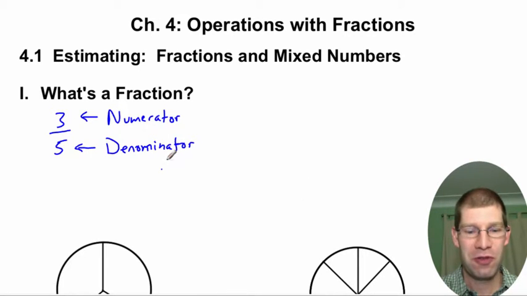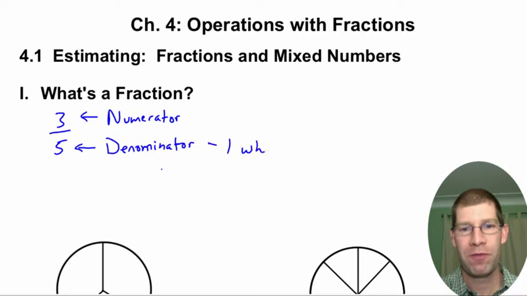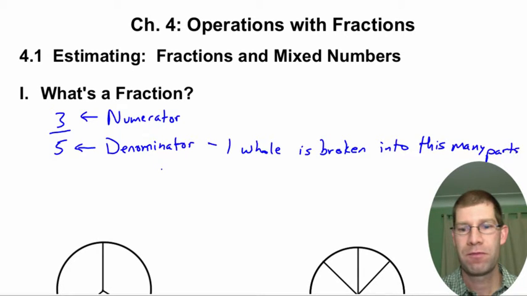As far as what those two things mean, the denominator, that's basically going to be how many parts the whole is broken into. So you could say one whole is broken into this many parts. And the numerator then, that's going to be how many parts you get. So you get, or you have, maybe I should say, this many parts.